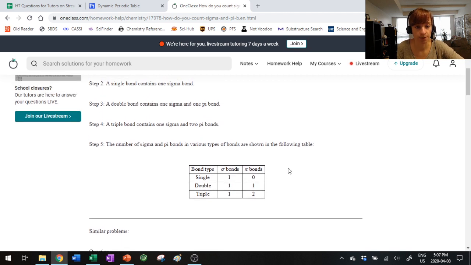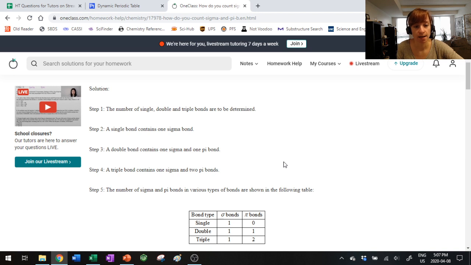And then once you have remembered how many sigma and pi bonds are in each type of bond, if you had a full molecular structure and they asked you how many sigma bonds and pi bonds, you would just have to keep track of all the different types of bonds, and remember that double bonds have a sigma and a pi bond, and triple bonds are a sigma and 2 pi bonds.